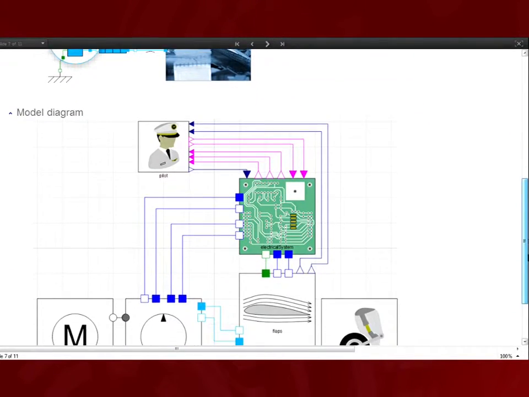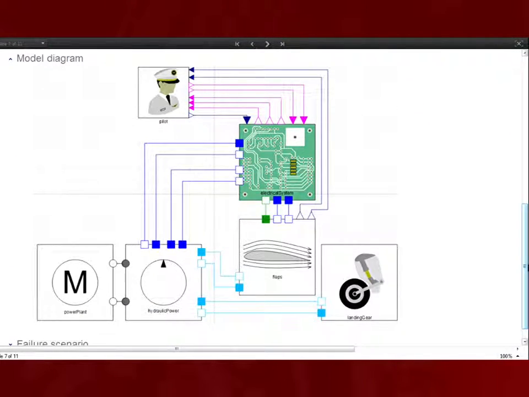here, where we have a pilot, we have an ECU, flap system, the hydraulic power, the landing gear, and the power plant. So all of those are described in a similar way to the squirrel, just with slightly different components. Actually, in the case of the flaps, it's a lot of the same components as for the squirrel, because it's masses and movements and so on.